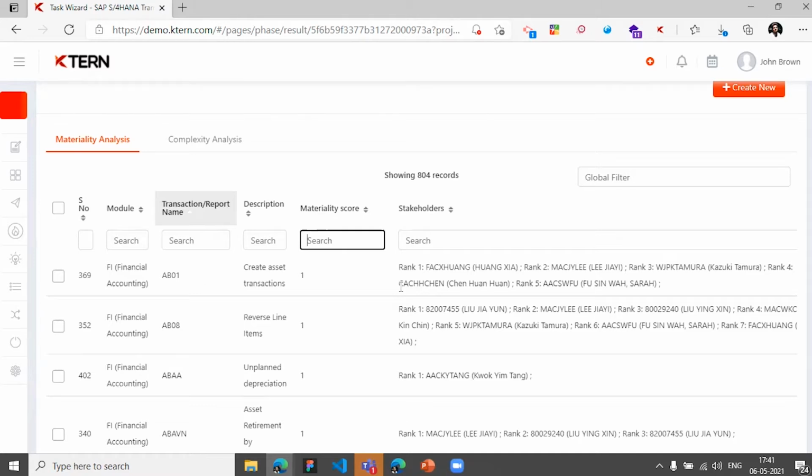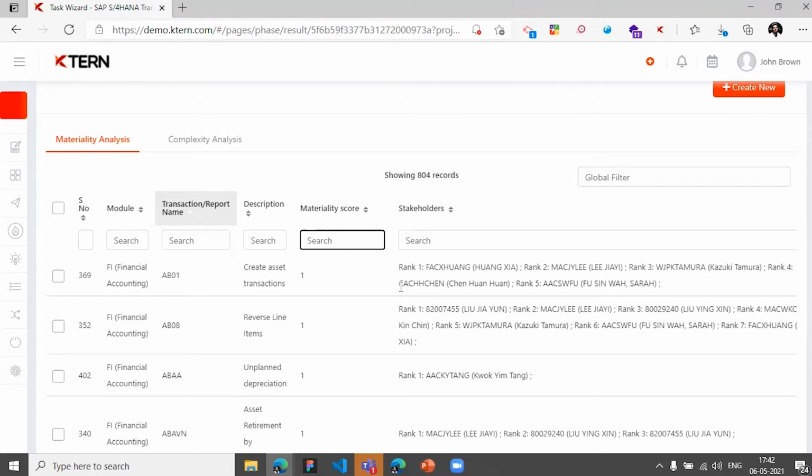And next comes the velocity. In a given period of time, relatively, how many times has this transaction been executed? So it is all relative to this particular system alone. It's more like a percentile basis. So that's exactly how the materiality score is asserted.